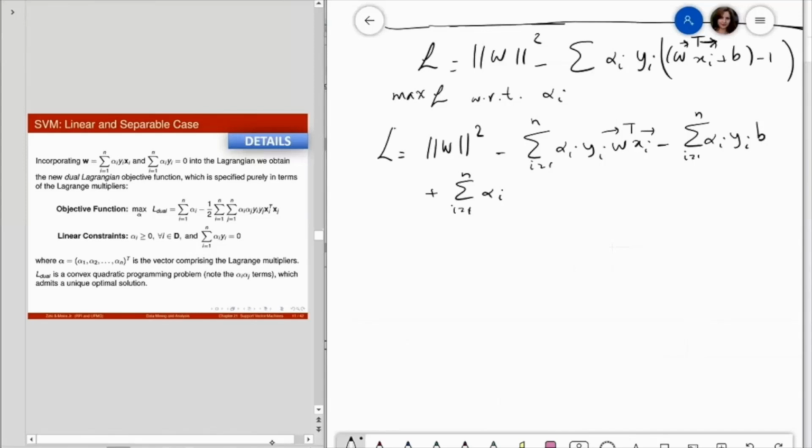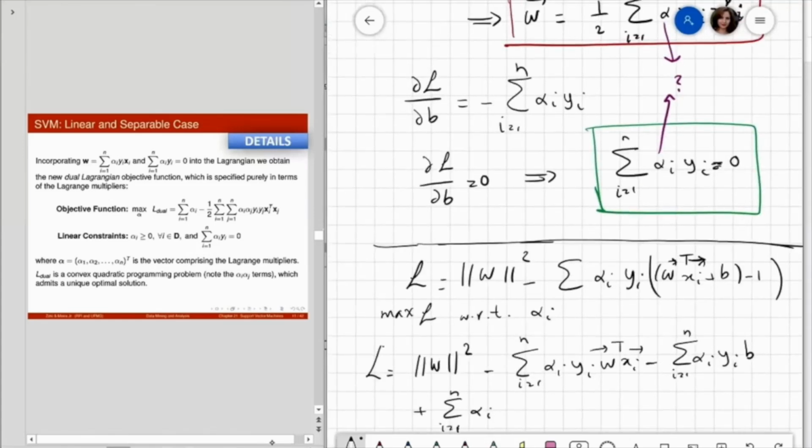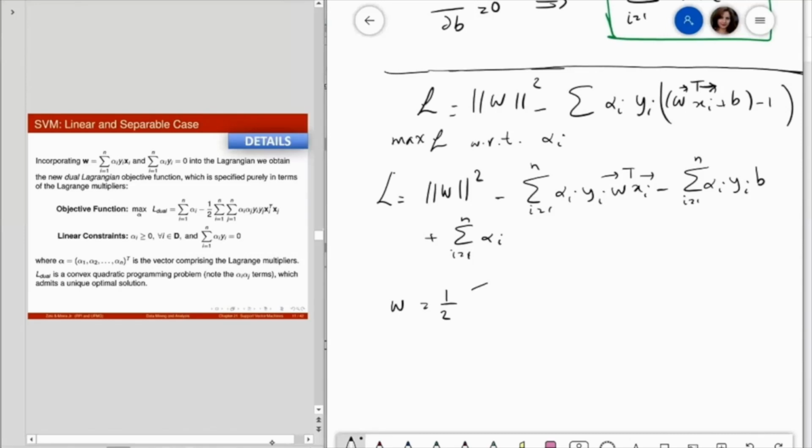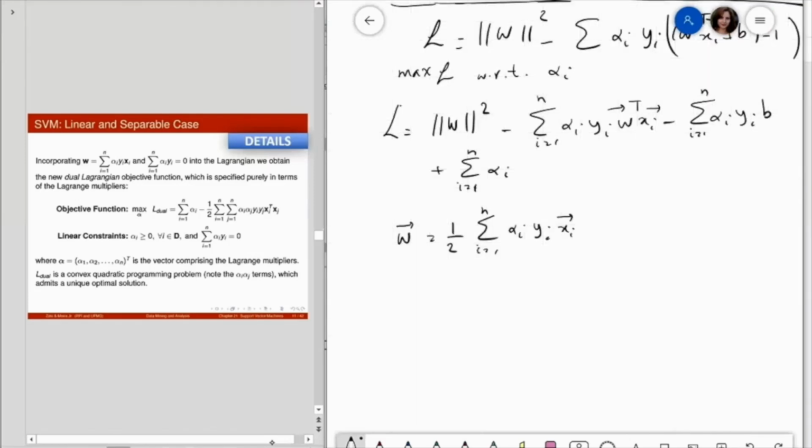Now, because I know that W is equal to sigma alpha i y_i x_i, which I just calculated above, this is my W. Then I can see that this part is equivalent to sigma W transpose W, because these three are going to give me W, and I'm multiplying with W transpose. So I'm getting this here, and of course one half of it.